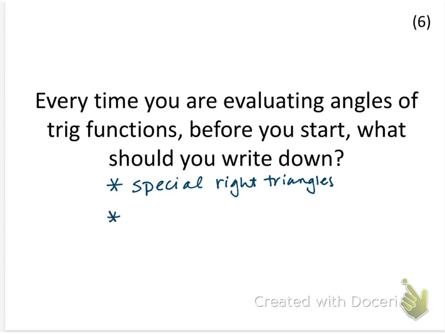Second thing would be to draw the angle given. If the angle is not already drawn for you, draw it yourself so you know where you're talking about. You can figure out what the reference angle is. You can kind of identify where you're going with that trig function. And then finally, you want to label the quadrants with your positive trig functions.